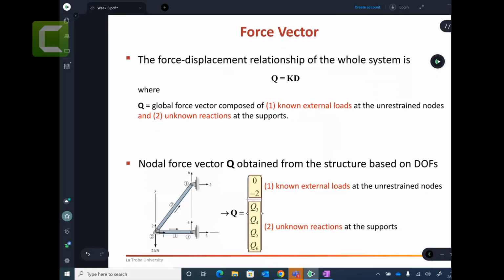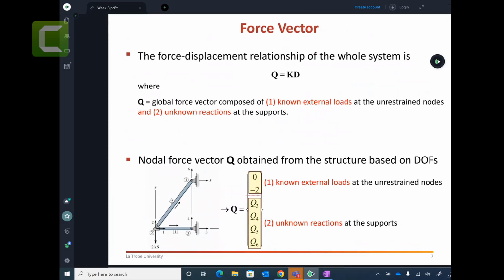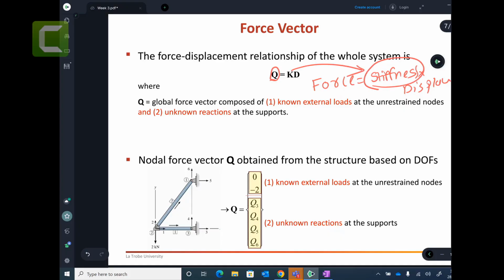So let's talk about the force vectors first. Now, what are force vectors? Let me write the equation for you. Force is equal to stiffness times displacement. That is the equation that we use. Last week, in week number 2, we found this stiffness K, if you remember. So that's job done. This stiffness is represented by capital K.